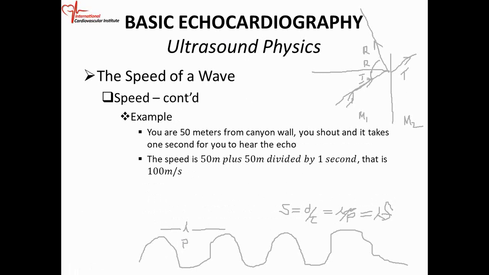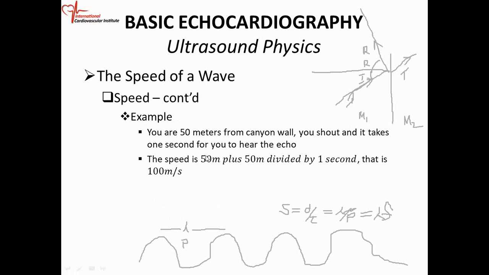So if you're 50 meters from the canyon wall and you shout, it's going to take 50 meters to go to the canyon wall, and it's going to take 50 meters to come back. So the total distance traveled is 100, okay? And if it takes 1 second for you to hear it, that means it's going to travel to the canyon wall and come back. So it could probably take a half of a second to go and a half of a second to come back. So the speed is the distance.